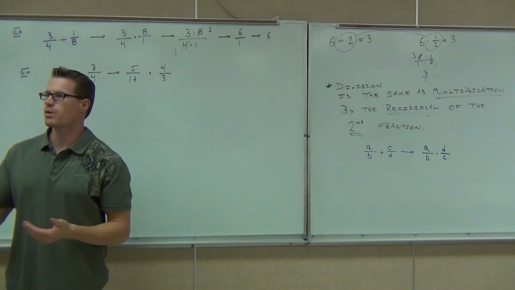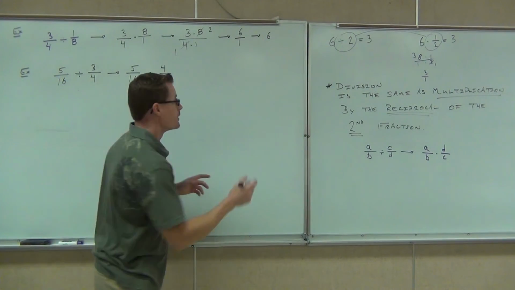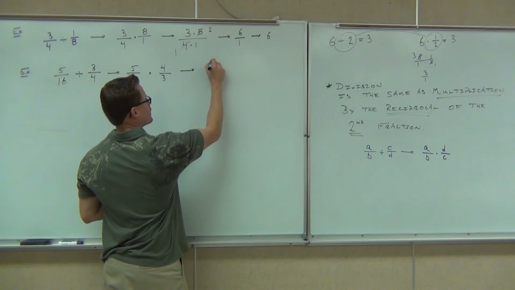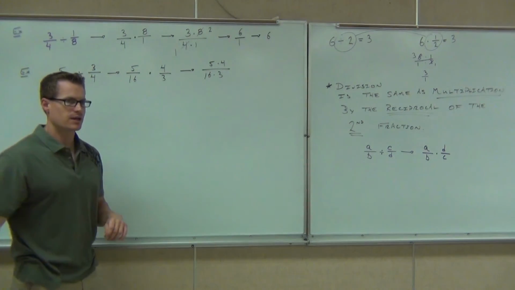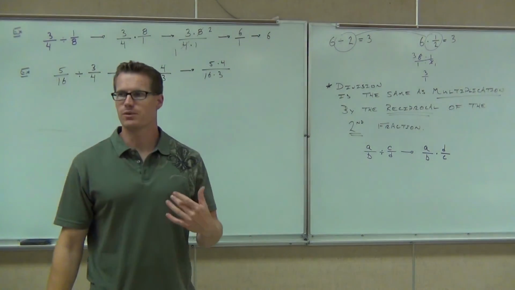Now's the point where we make one fraction. Now's the point where we get to simplify. We'll have our 5 times 4. We'll have our 16 times 3. You can just extend the line if you'd like. That's fine. Just make sure you're only doing that with multiplication.